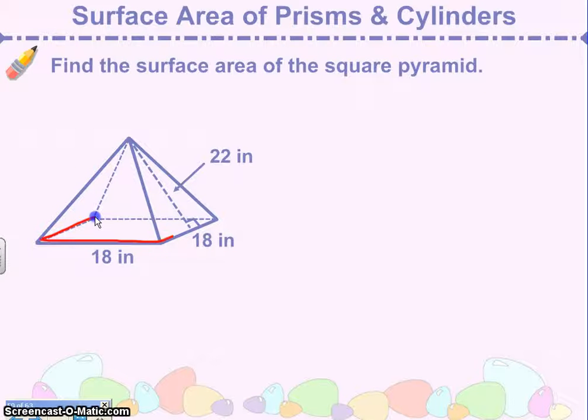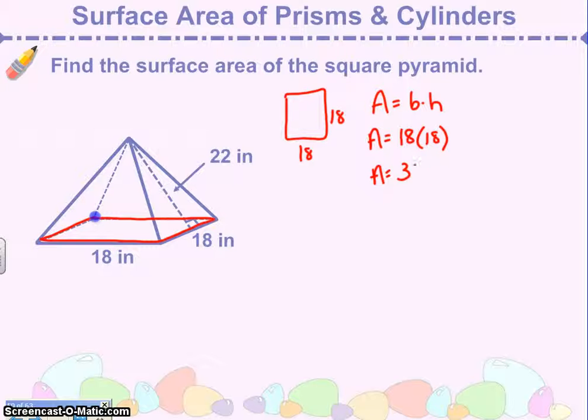First face, we're going to look at the base, which we already mentioned was a square. That square is going to be 18 inches by 18 inches. The area formula for a square is the same as for a rectangle. So we're going to have base times height, or 18 times 18, and that's going to be 324. There's only one square here, so I'm going to stick with my 324.